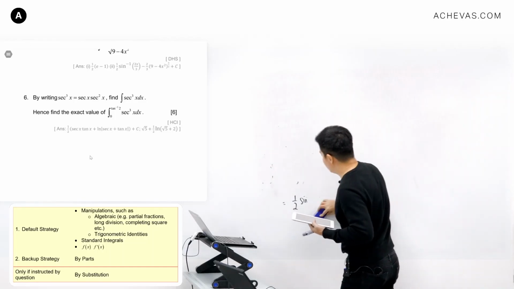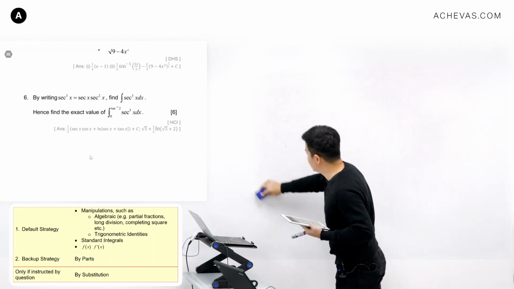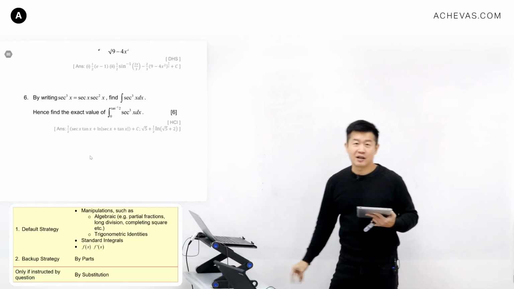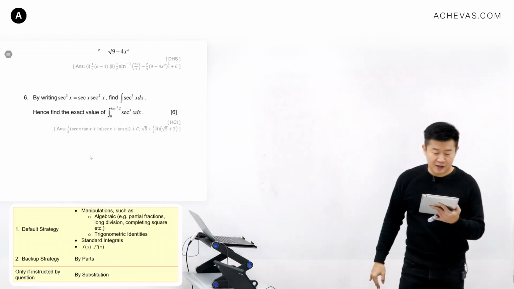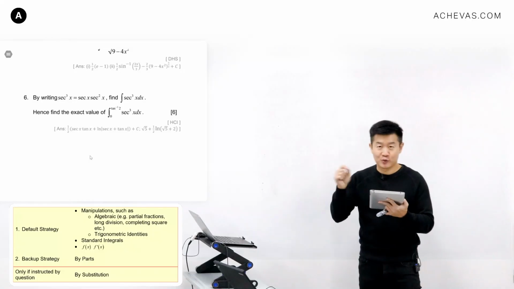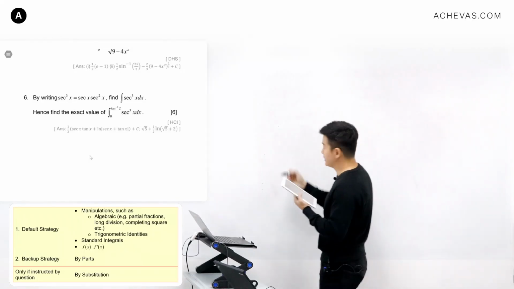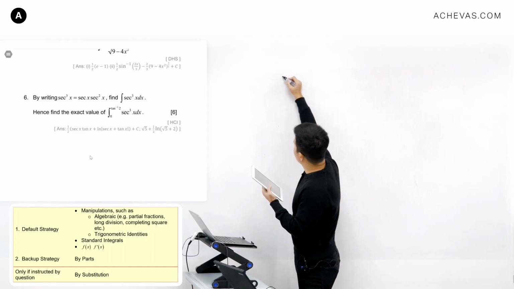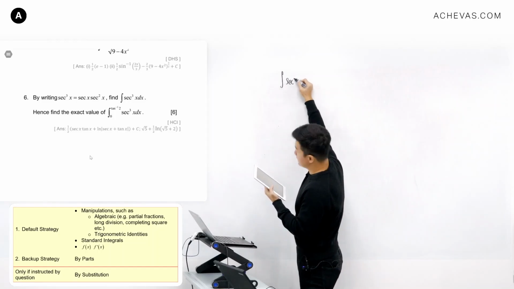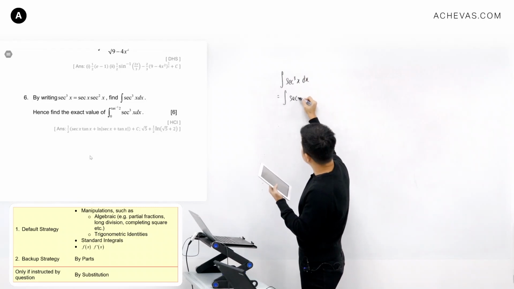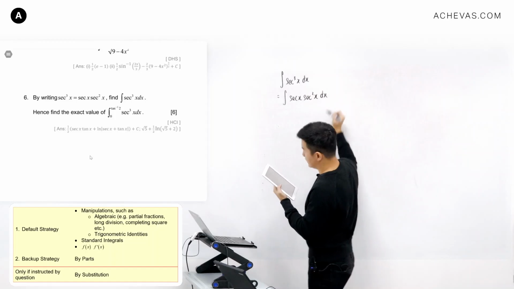For this Hwa Chong question part 1, when I was doing this, the first time I saw this was a question that was in SRJC. And I spent quite a bit of time doing my experimentation before I finally got it. Question number 6. We are supposed to rewrite secant cube x dx into the form of secant x, secant square x dx.